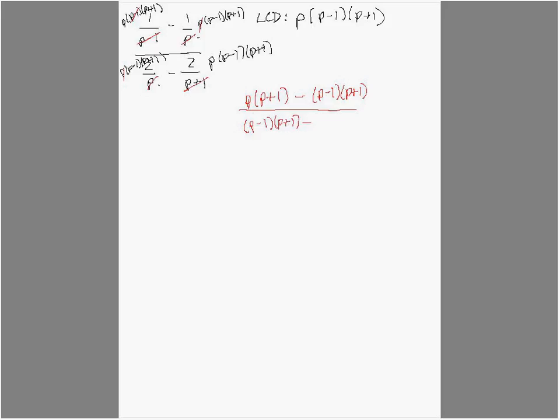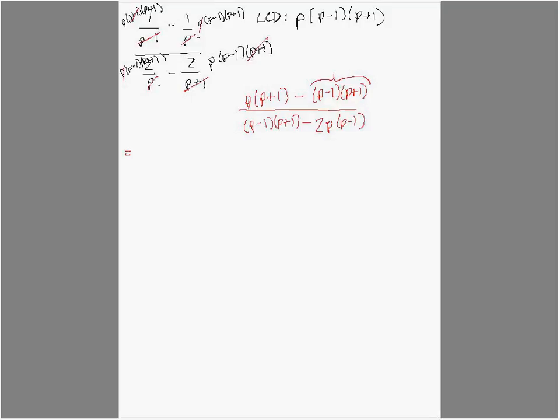So on this fourth term, our p plus 1's cancel. Okay, so we can get rid of that. We have the 2, the p, and the p minus 1. So down here. Now, above here, I'm going to work on this one. So p minus 1 times p plus 1, we can basically FOIL that.